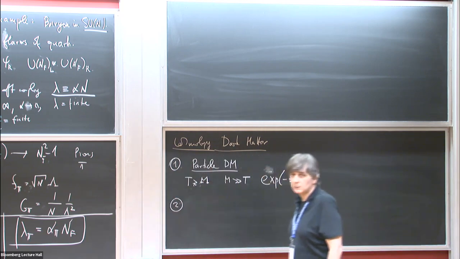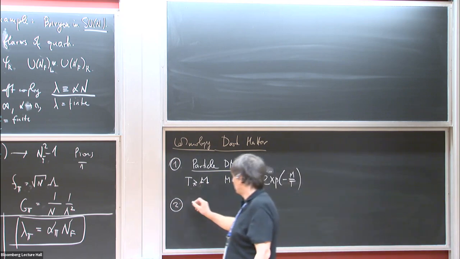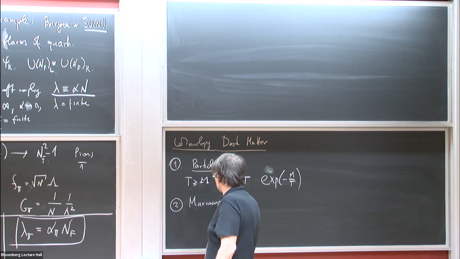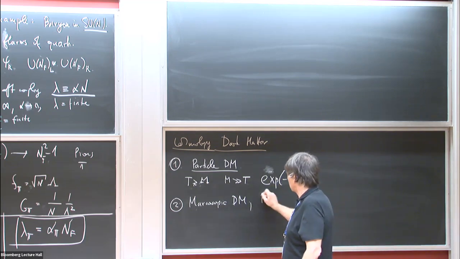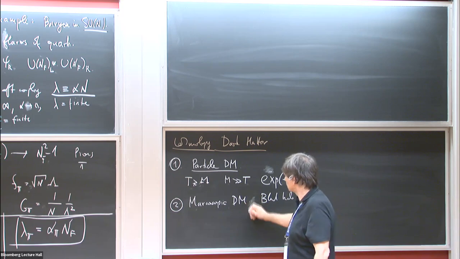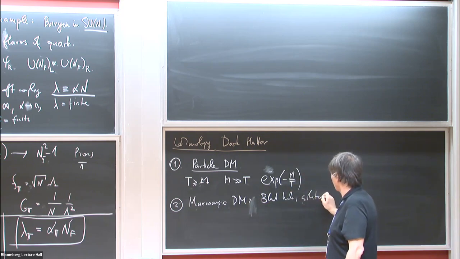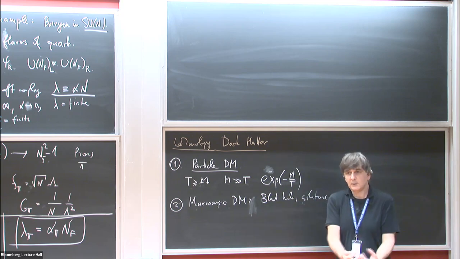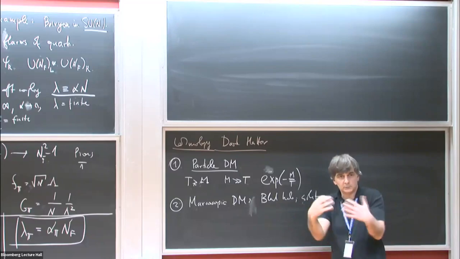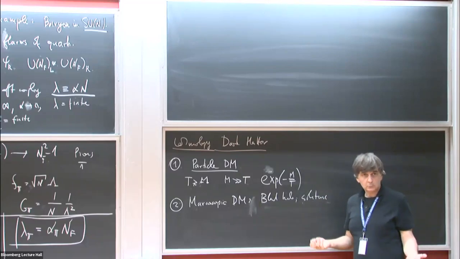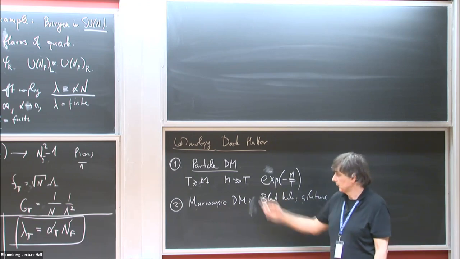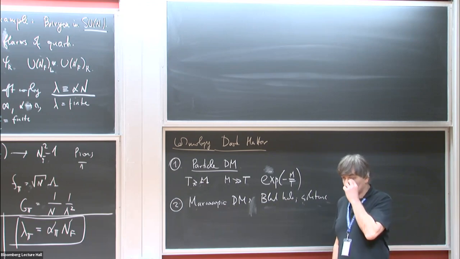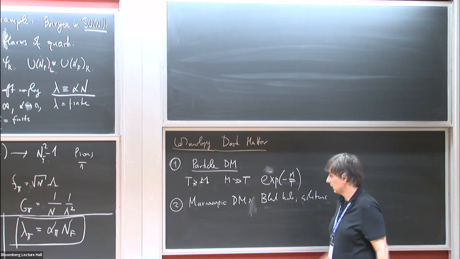Another category of dark matter is macroscopic dark matter. Macroscopic dark matter, for example, could be black holes, solitons. In other words, objects that are not particles, but are collections of many particles, or they are classical or macroscopic objects. Now, here too we have the same story: these objects cannot be produced thermally, by thermal quantum scattering, at temperatures less than their mass.